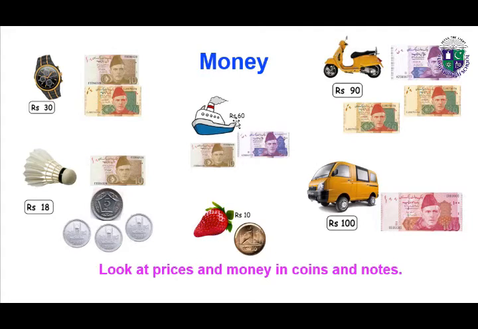This boat is for 60 rupees, and we have one 50 rupee note and one 10 rupee note to buy this boat. Here we have a scooter and its price is 90 rupees. Here we have some bank notes: one 50 rupees bank note and two 20 rupees notes. 50 and 20 is 70, and 70 and 20 is 90. So by these bank notes we can buy this scooty.